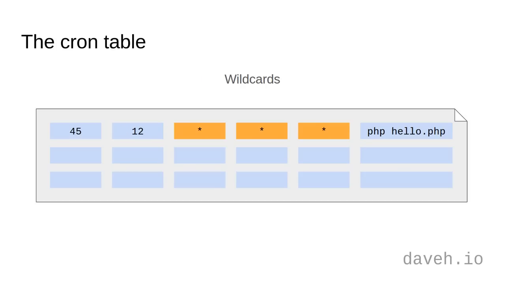And you can use a wildcard character, the asterisk. An asterisk represents every possible value for a field. For example, this would run a task every day at 12:45. The first 2 fields are the minutes and hours, 12:45, and the next 3 fields say every day of the month, every month of the year, and every day of the week.